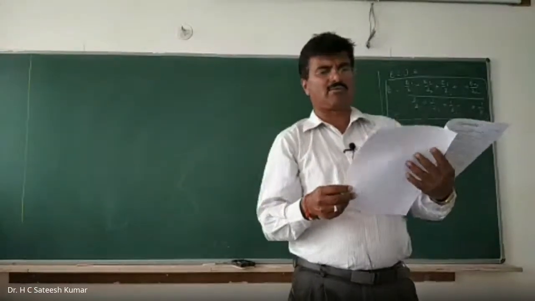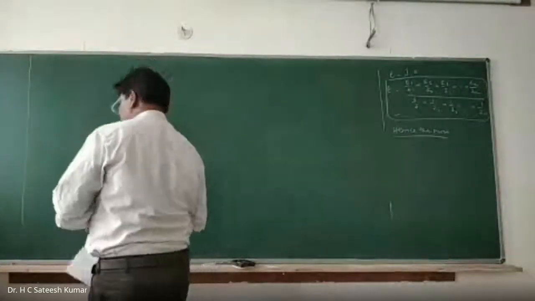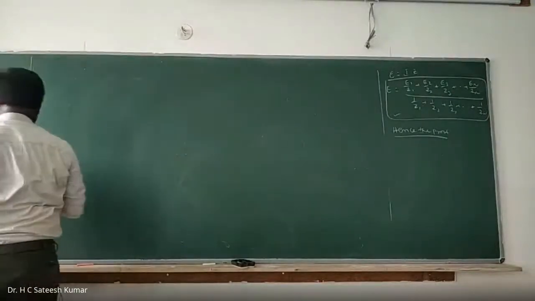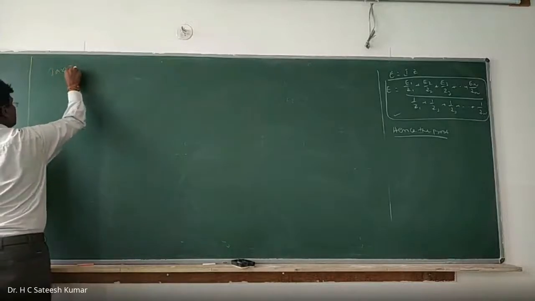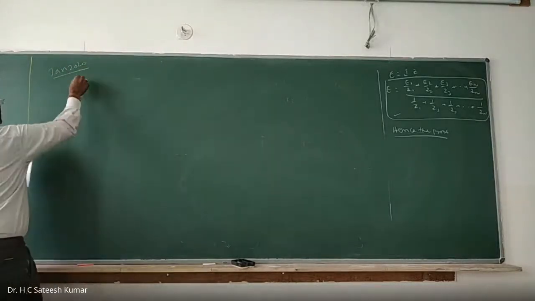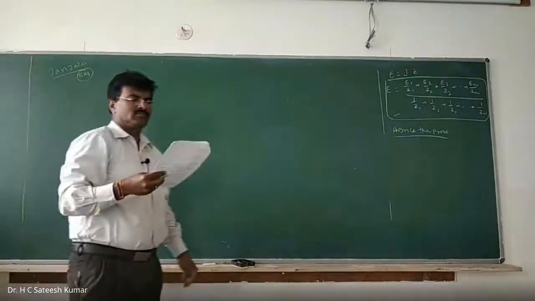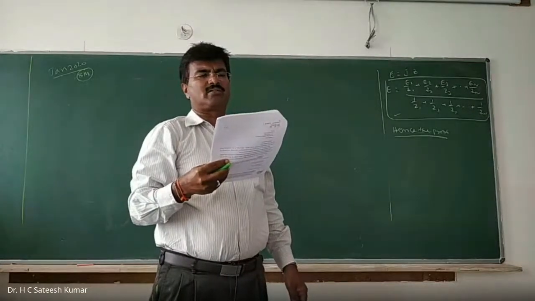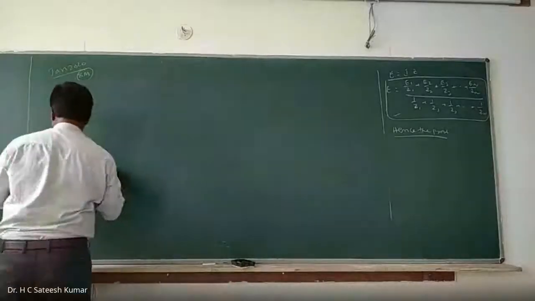Yeah, we have a problem, very simple problem, of course. This is from last year regular paper, January 2020, and the marks allocated is 8 marks. The question is like this: use Millman's theorem to find the current flowing through 2 plus J3 ohms impedance for the circuit shown in figure. That is the question. I'll write down this diagram.